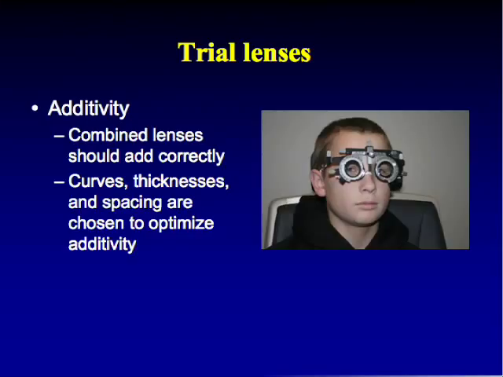Trial lenses. So we use trial lenses in the office, and you would think, again, 1 + 1 should always equal 2, but if you don't actually separate the spacing just right, it doesn't add up. But the trial lenses are designed to have that kind of additivity, and the trial frames are actually designed to take advantage of that, to put the lenses in the proper position. Those trial frames, they're awfully expensive for something that breaks all the time, but I guess that's why.